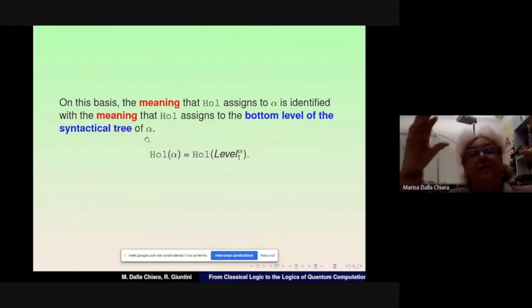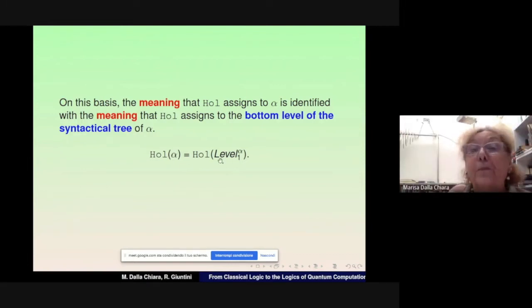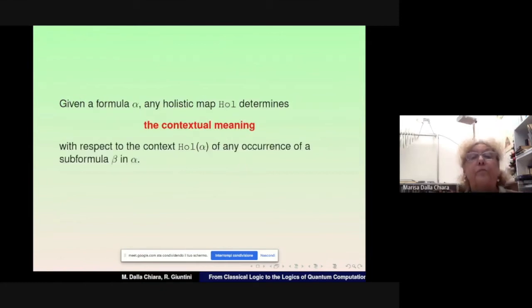Alpha has a syntactical tree. The bottom level, level 1, is the sequence that contains alpha only. So it is natural to identify the meaning that Hol assigns to alpha with the meaning that Hol assigns to the bottom level, level 1, of the syntactical tree of alpha.